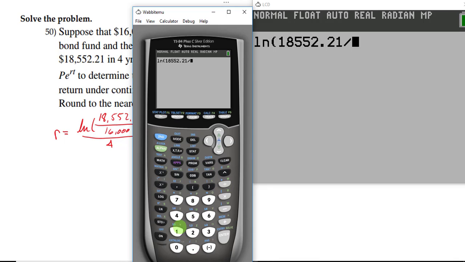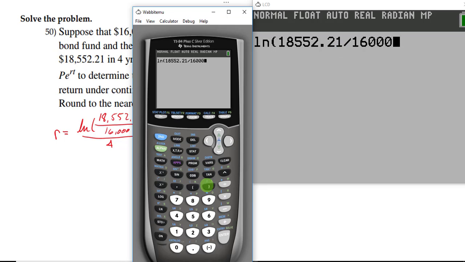18,552.21 divided by 16,000. I'm going to mention this because it's come up before as a point of confusion with a student that wasn't very familiar with how calculators work. When I write 16,000, I put that comma between the 16 and the 0. You don't use this comma button on your calculator and put commas there. It confuses the heck out of your calculator. You will get an error message every time.